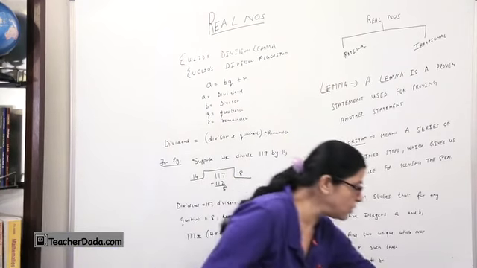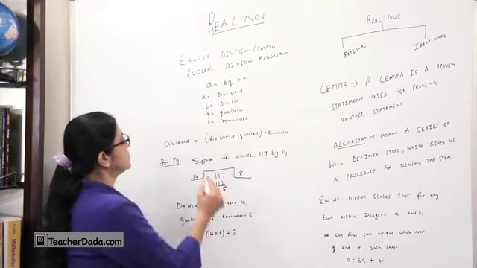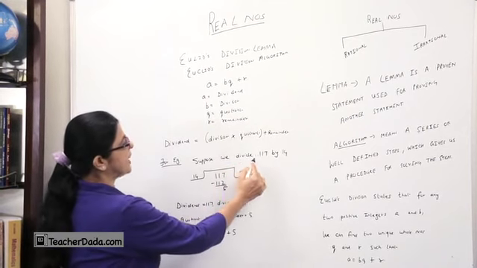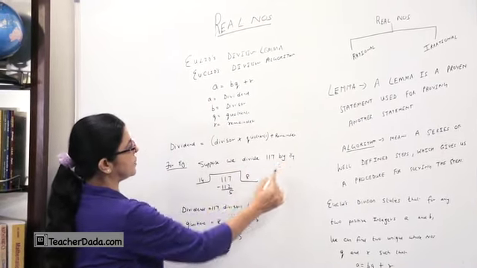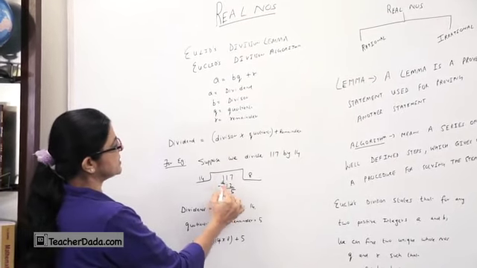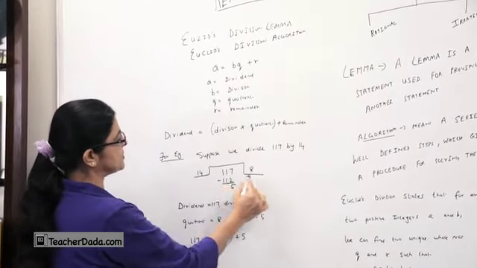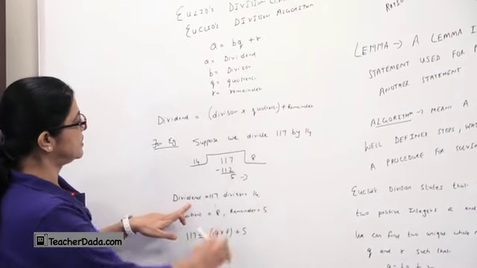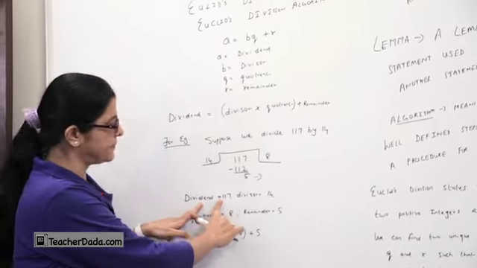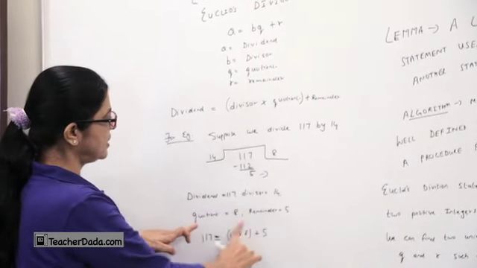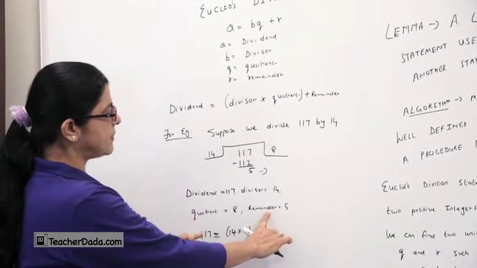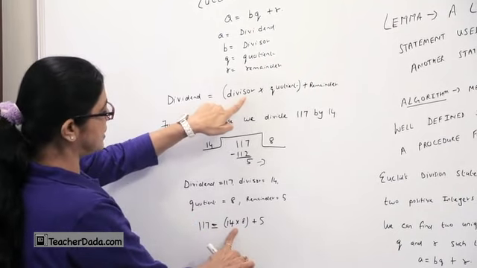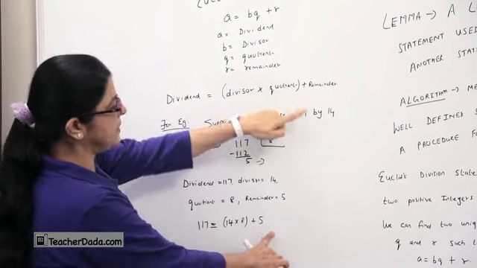Now I will solve a sum with the help of an example so your concept becomes clearer. Suppose we divide 117 by 14. 14 times 8 is 112, which leaves 5. Now what is the dividend here? Dividend is 117, divisor is 14, quotient is 8, remainder is 5. So dividend is equal to divisor into quotient plus remainder.